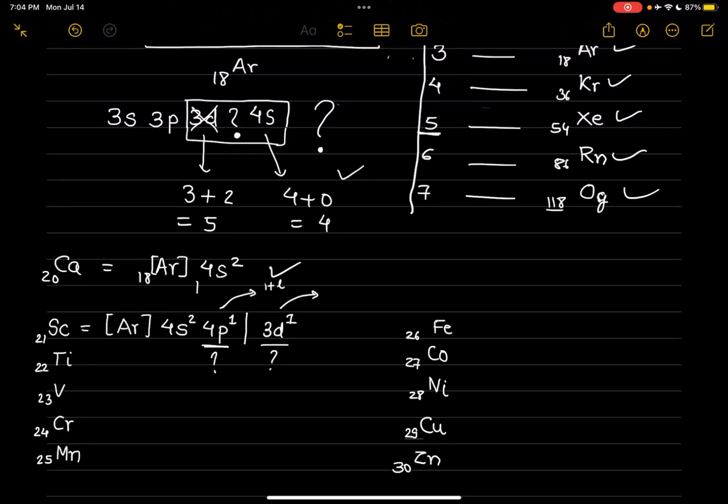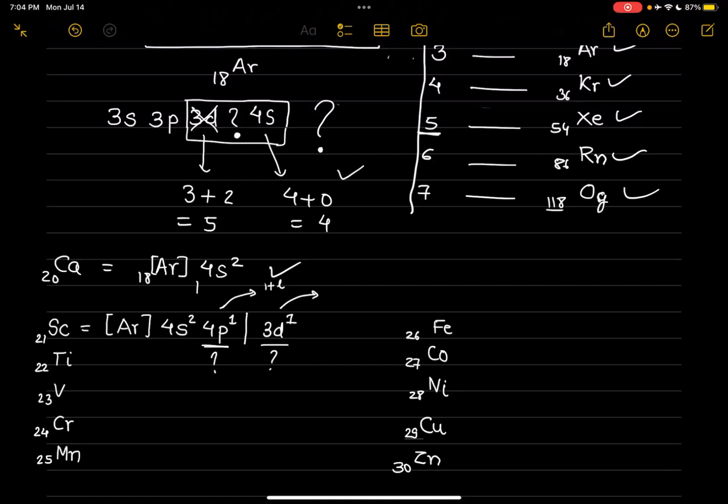Normally I have seen students making mistakes every time, so I tell them: just start your counting from s, p, d, f, g, h, i. Just start from this s. Okay, p is 1. Got it? Yes, sir. I hope this is clear.